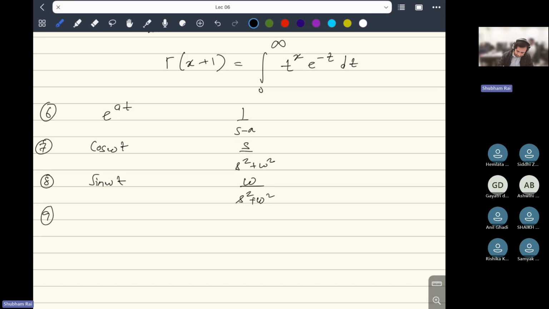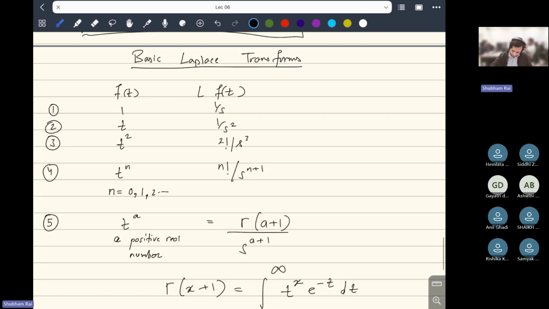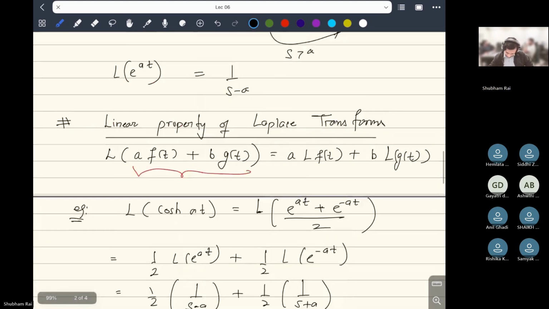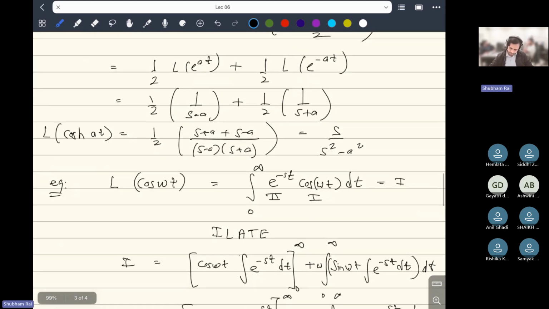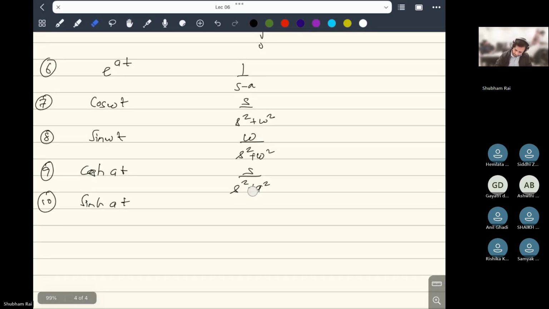And then we have Laplace transform of cos hyperbolic at. That also we have found out. So that is nothing but s over s square minus a square. Was it plus or minus? Yeah, so it is minus: s over s square minus a square. And then you have sine hyperbolic at. So here you have a over s square minus a square.